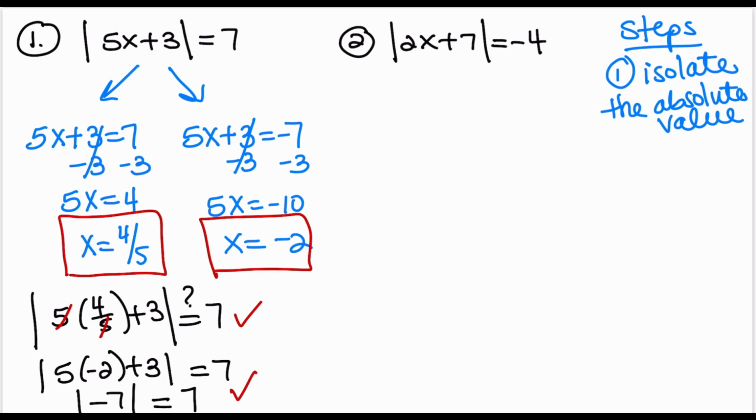In question number 2, I have the absolute value of 2x plus 7 is equal to -4. So in order for us to be able to solve this, the first step is to make sure that we have isolated the absolute value. In this case, it is isolated because there's nothing else there on the left-hand side. If you notice, the absolute value we said is the distance from 0. So the answer we get when we take the absolute value is always going to be positive.